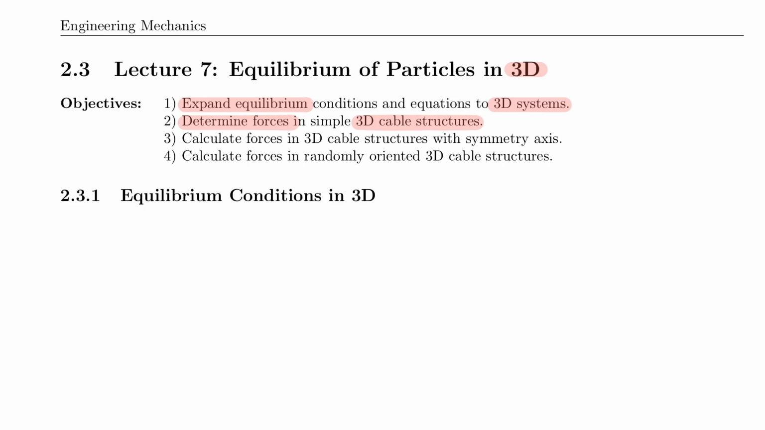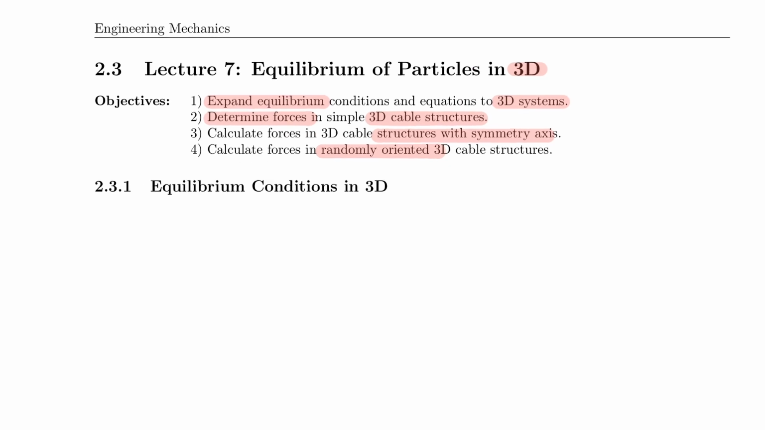And to ease us into the topic, I also want to use this as a chance to talk about symmetry or structures with symmetry, to show you that there are some conditions that you can take advantage of when you solve these problems. And ultimately, of course, our absolute goal in this lecture is to really calculate randomly oriented cables in 3D structures so that we can be prepared and solve any scenario that will be thrown at us. So without any further ado, let's get started and talk about the equilibrium conditions in 3D.